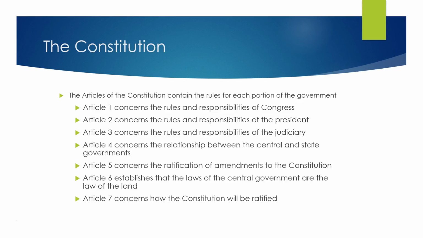Article 4 concerns the relationship between the central and state governments, which we're going to refer to as federalism. Article 5 concerns the ratification of amendments to the Constitution, which we looked at in our previous lesson when we looked at the 4 different avenues by which an amendment can be passed. Article 6 establishes that the laws of the central government are the law of the land. And Article 7 concerns how the Constitution will be ratified.